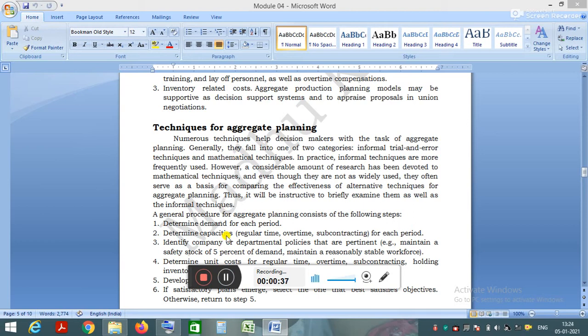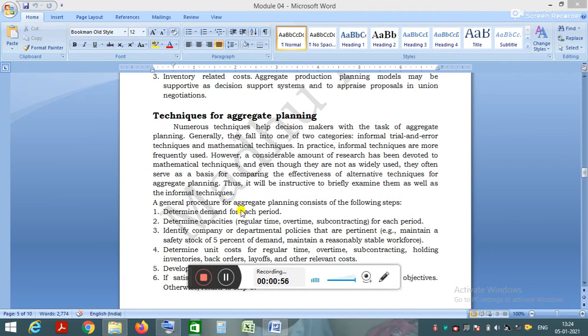We came to know that in aggregate planning, the planning of the activities is made for a duration of 6 to 18 months, and we discussed the strategies followed for aggregate planning, and then the purpose and the scope of aggregate planning in any management system. It may be service oriented or it may be manufacturing oriented.